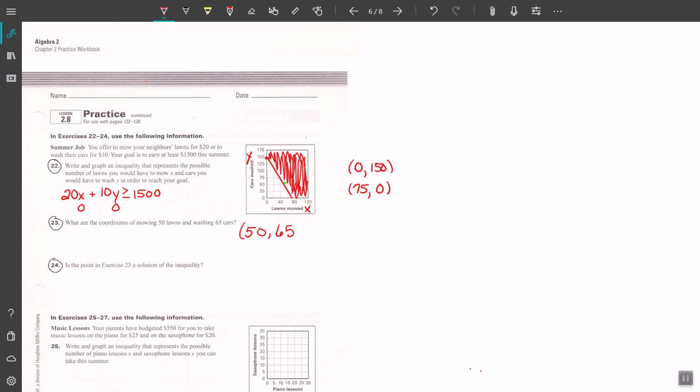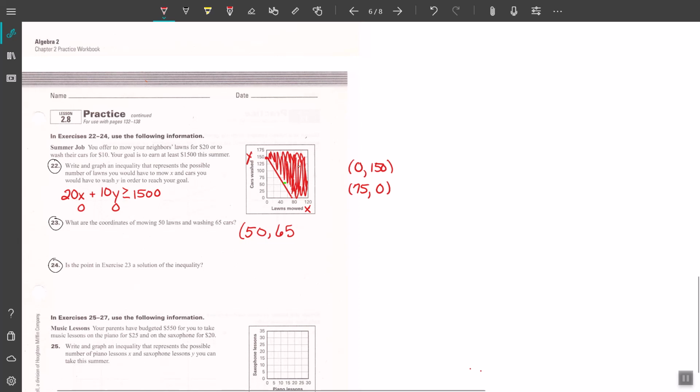And number 24 asks you, is the point in exercise 23, so what you did in number 23, 50 lawns mowed, 65 cars washed, is that a solution for the inequality? Meaning, is that going to allow you to meet your goal of $1,500 or more? And the answer is yes. It's actually going to allow you to meet it slightly over your goal of $1,500, because any point on the line would give you exactly that $1,500. That would be equal to 1,500.